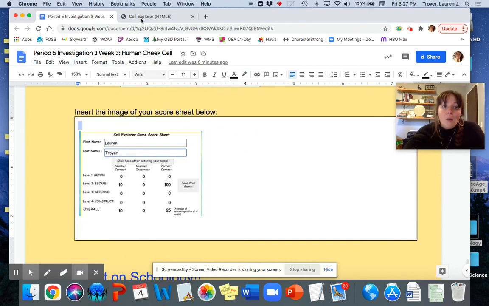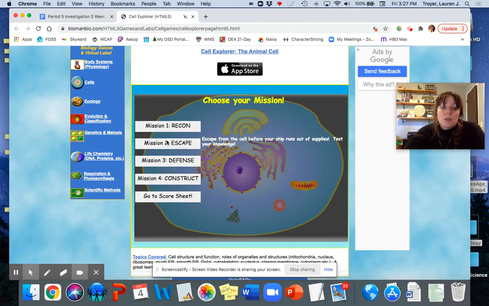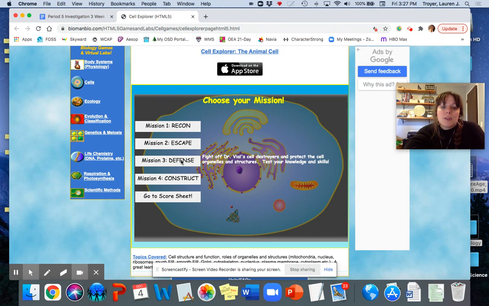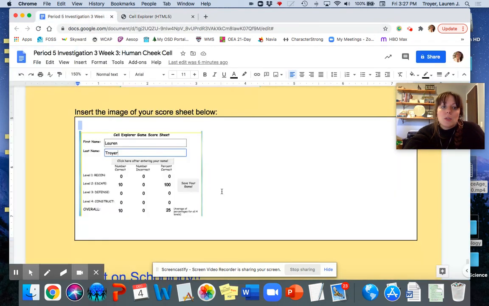Okay. If you really struggle with mission 2, mission 4, you're just building a cell. It's a little easier. In mission 3, you're defending a cell structure. So there's these little attack ships and you've got to shoot them. So give one of them a try. And I do want to see that you attempted to do one. So screenshot when you finish with at least one mission. And pop it in here, okay?